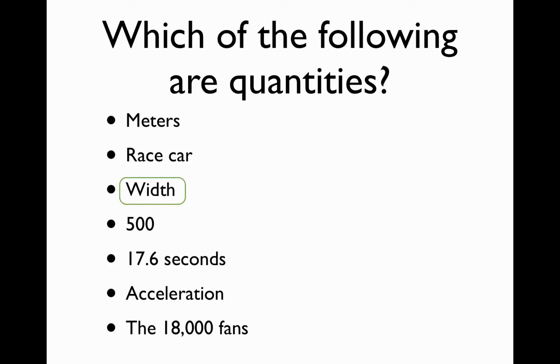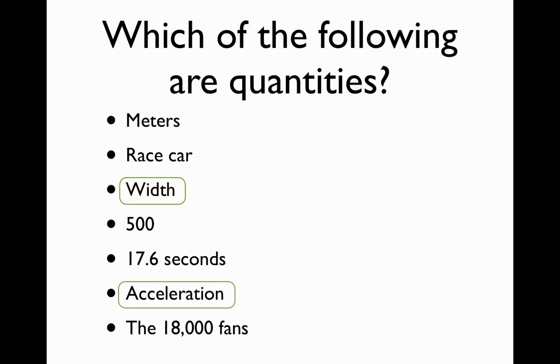What about 500? No. Before you came into the class, you might have said that's a quantity, right? That's not the way we're defining quantities. When we say quantity, we don't mean just a numerical value. We mean a measurable attribute of an object, something descriptive about an object that we can measure. What about 17.6 seconds? No. That's a measurement. That's not a quantity. What about acceleration? Yes, we can measure that.